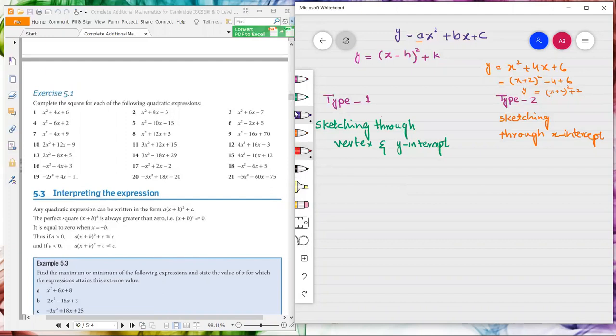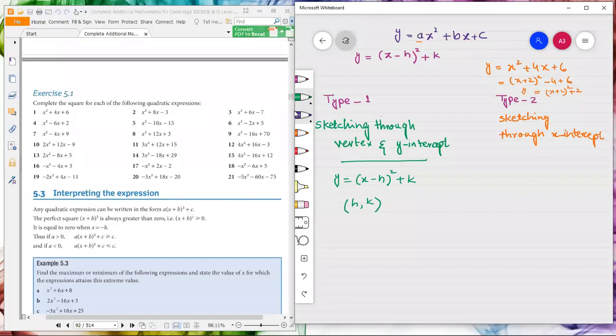When we change the quadratic function into complete square form, it will look like this: x minus h whole square and plus k. So h and k is the vertex of the quadratic equation. This is the standard form of a quadratic equation in complete square form: x minus h whole square plus k, where h and k is the vertex of the quadratic equation.